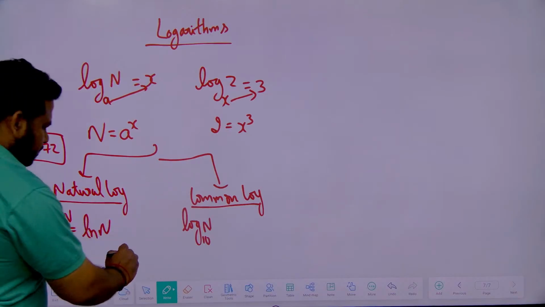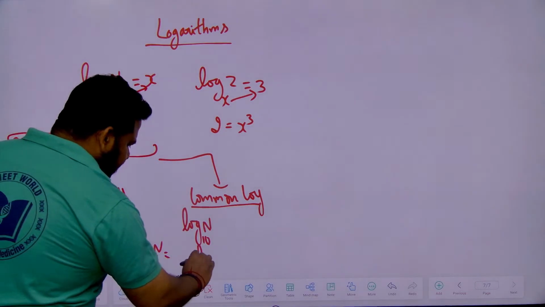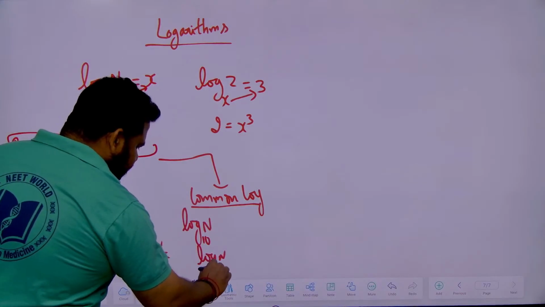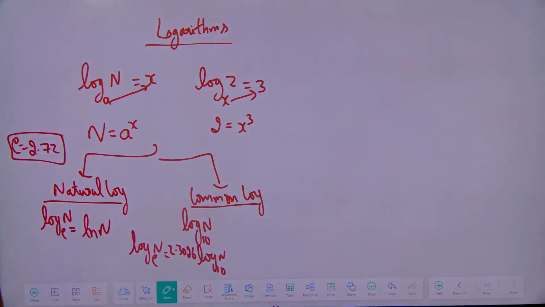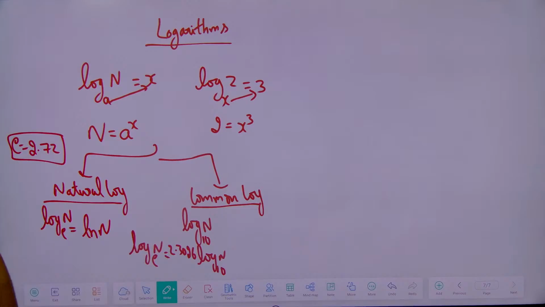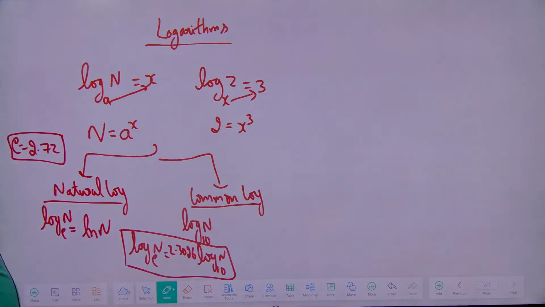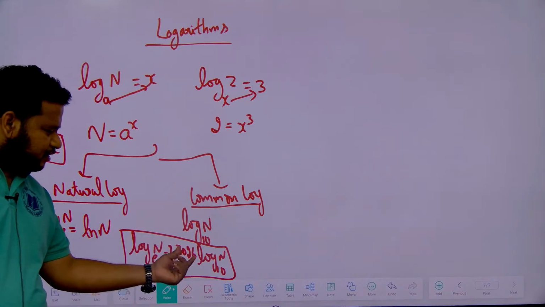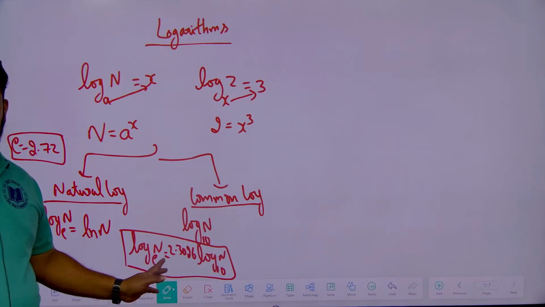So log n to the base e will be equal to log n to the base 10 multiplied by 2.3026. You would have done this in physics numericals and practicals also. Log n to the base e is equal to 2.3026 times log n to the base 10. Understood? This is how you can relate it. This is very important to know: natural log and common log are related by multiplying common log by 2.3026.